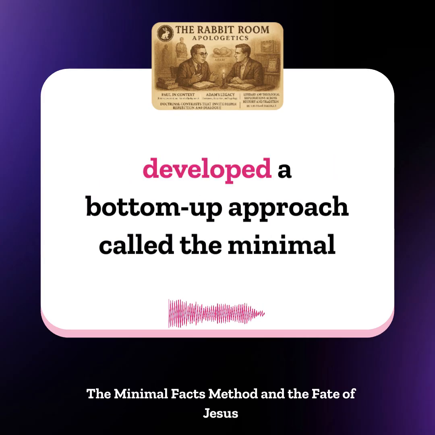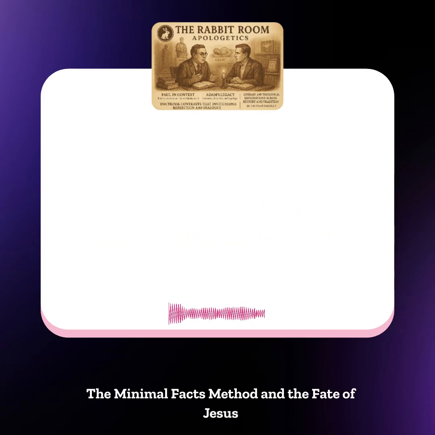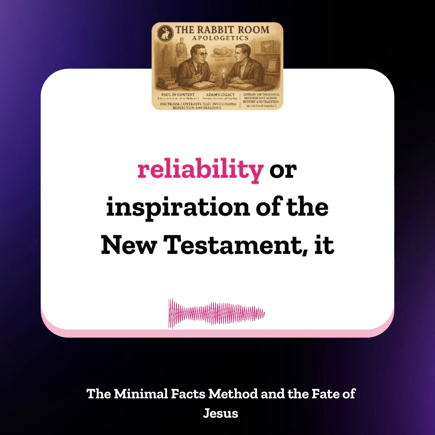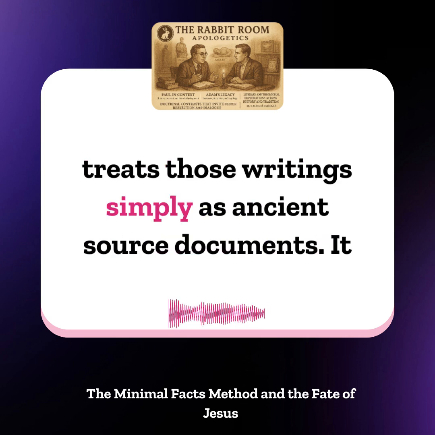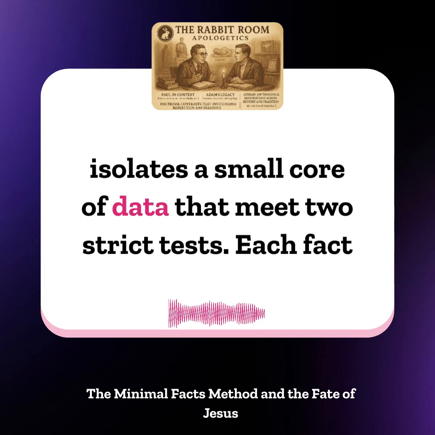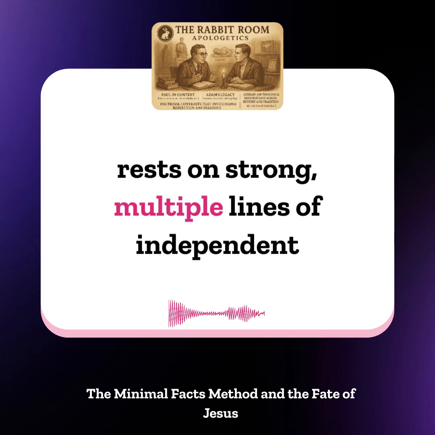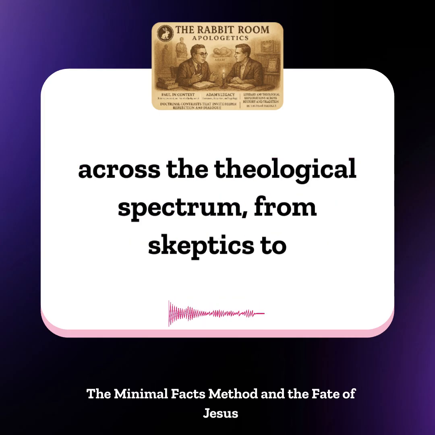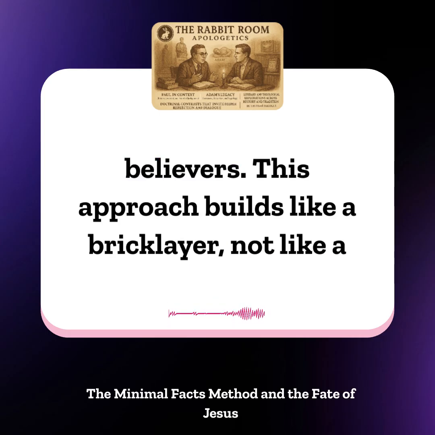Gary Habermas has developed a bottom-up approach called the minimal facts method. Instead of first proving the general reliability or inspiration of the New Testament, it treats those writings simply as ancient source documents. It isolates a small core of data that meet two strict tests. Each fact rests on strong, multiple lines of independent evidence, and each is conceded by a wide range of scholars across the theological spectrum, from skeptics to believers.